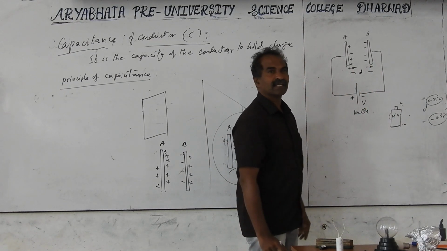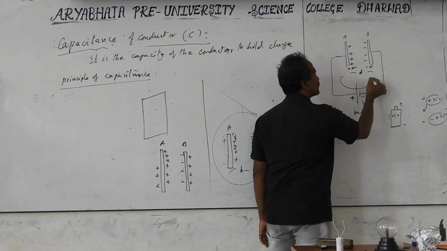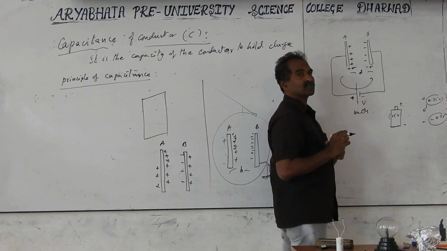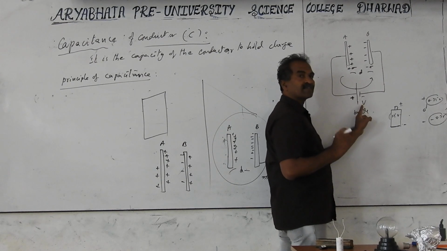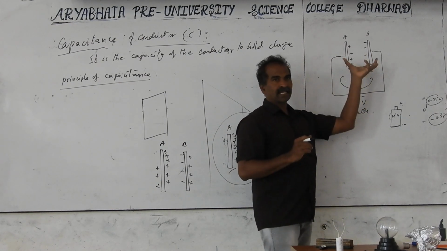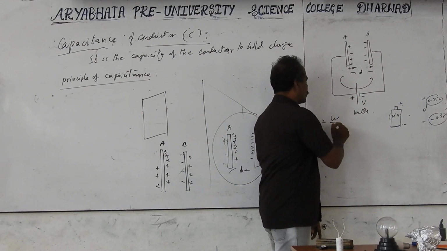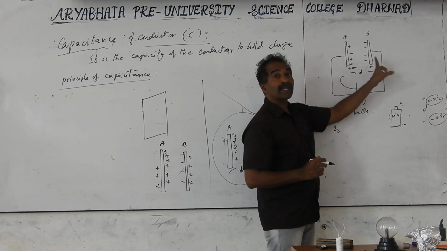Electrons actually move from plate A to plate B through the battery cell. Electrons go, but we don't talk about the electrons only; we talk about the positive charge motion. The potential difference of the cell, in terms of this capacitor, is equal to the work done to move a unit positive charge from the positive plate to the negative plate.